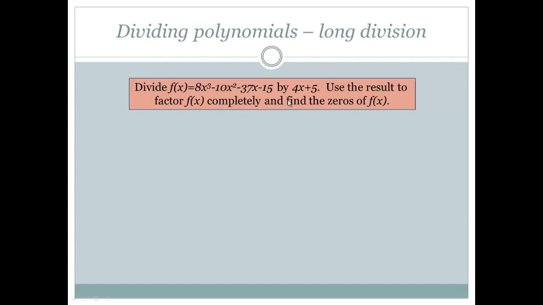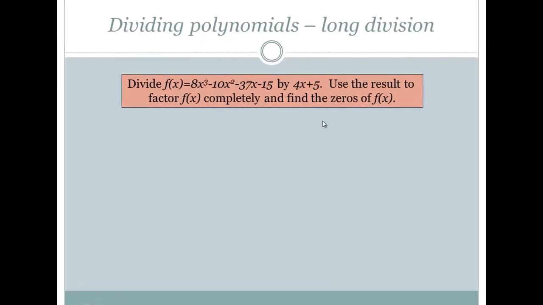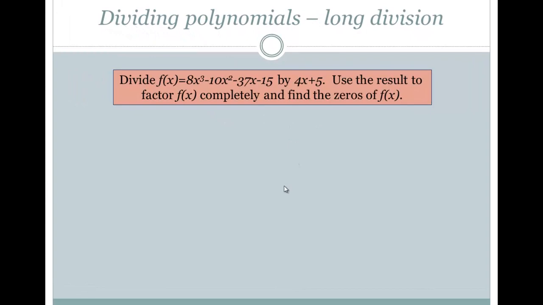But let's look at three examples today. We're going to do three examples in this video. The first one is I want to divide this polynomial 8x cubed minus 10x squared minus 37x minus 15 by 4x plus 5. And I want to use that result to completely factor this polynomial and to find the zeros of this function. Okay, so let's start by doing long division.